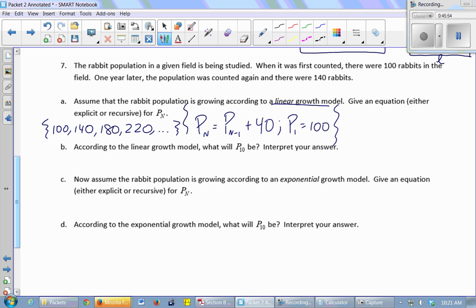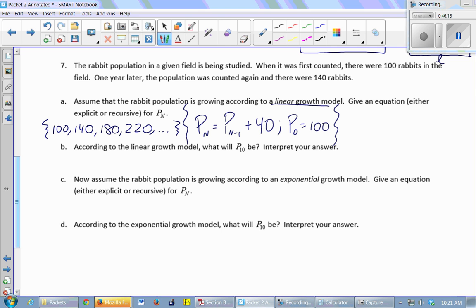Plus the first. That's the recursive formula. You can call it P0, that's fine. It doesn't matter. Just the first number in the list. Whether you start counting at 0 or at 1 is a personal preference.